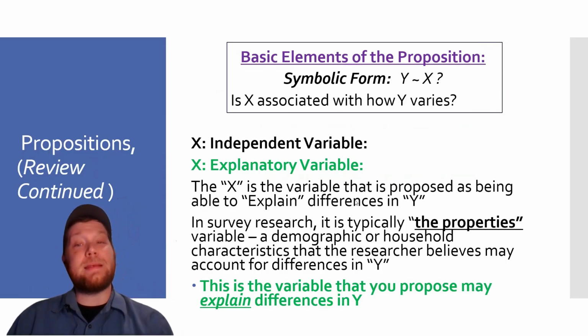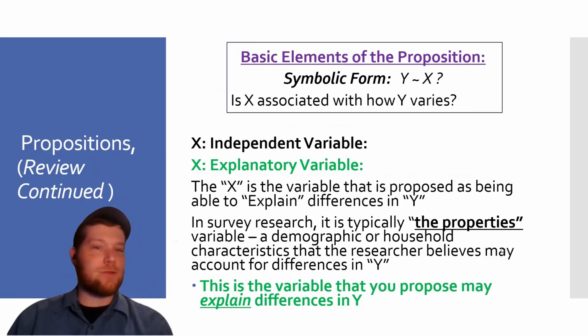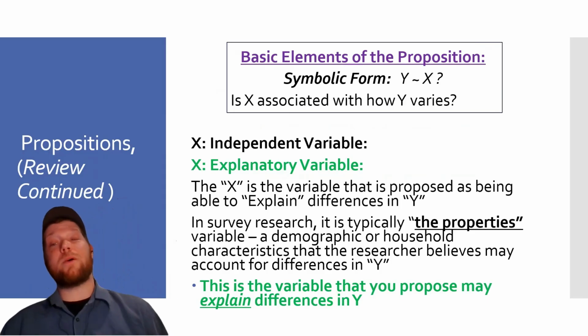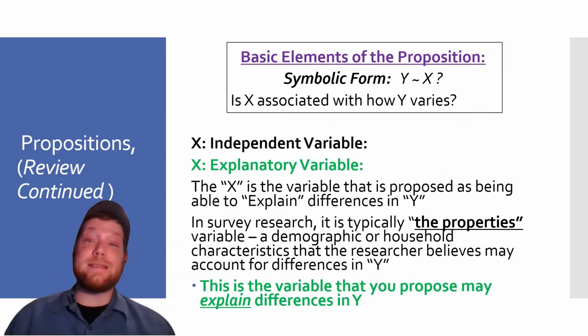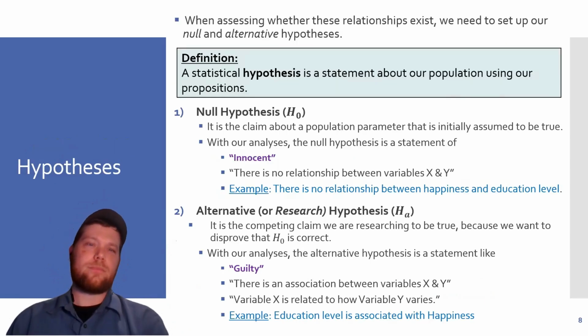This helps try to explain these differences in Y, and these are usually the properties, the demographics or household characteristics that a researcher believes may account for the differences in Y. And this relationship is how you propose may explain these differences in Y overall.